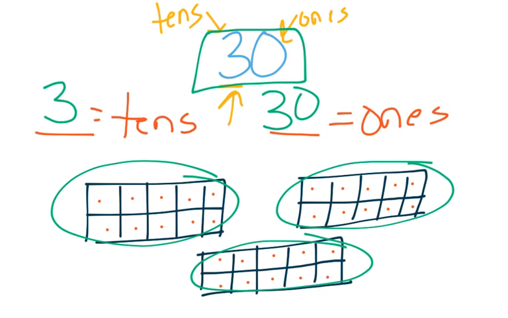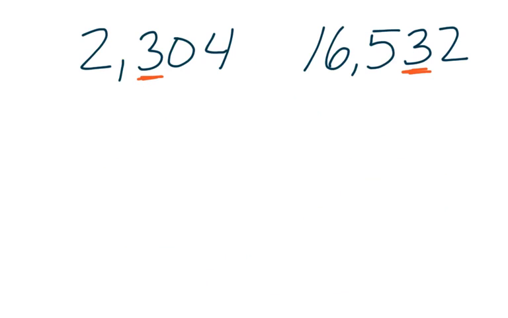Okay, now, why does this matter? Let's take a look at a number, and we're going to identify the value of a single digit within that number. We have the number 2,304, and we have the number 16,532. What I want to do is compare the value of these 3's. In order for me to do that, I need to understand what these 3's represent.